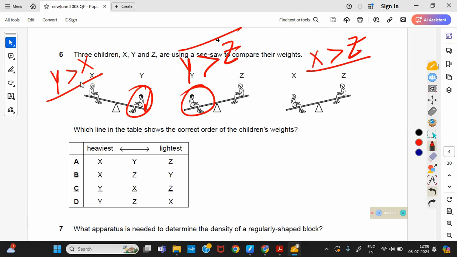So the heaviest will be Y because if you compare X and Z, it is X which is greater. And if you compare Y and Z, it is Y which is greater. And if you compare Y and X, it is Y which is greater. So Y is the heaviest. Now between X and Z, X is the heavier. So the order is Y, X, and Z. Option C is right.